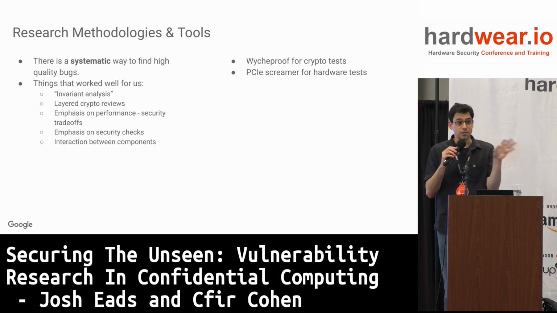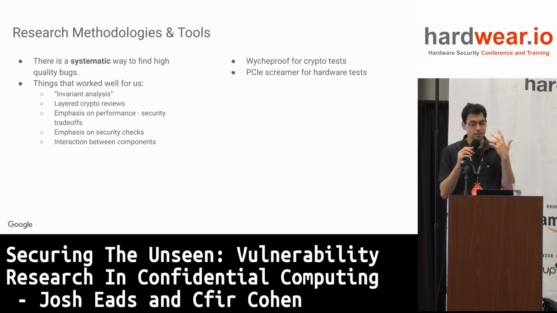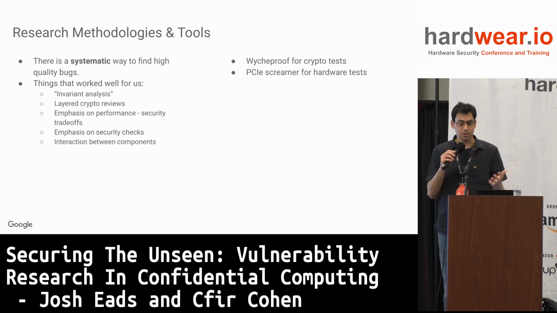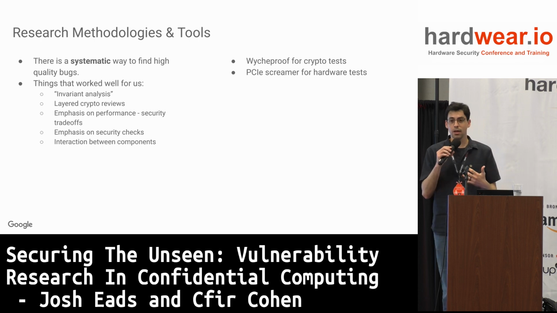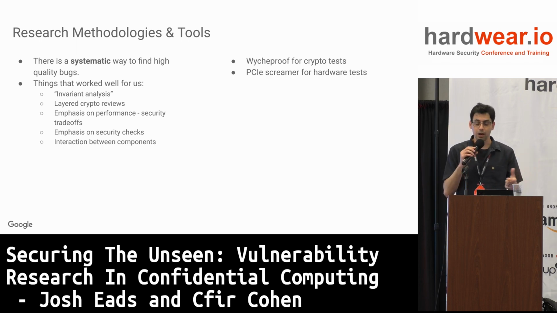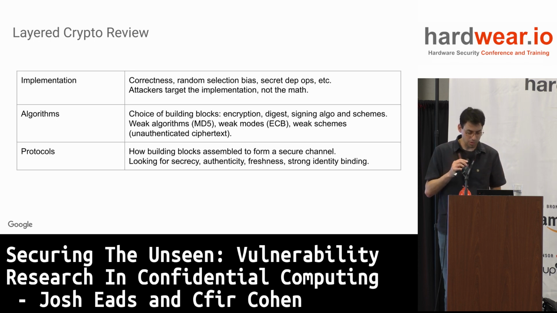Another thing that worked really well for us is to focus on places where the designers traded security for performance, right? This is common in compute environments where there's a lot of emphasis on performance. So anytime you see a performance-security trade-off, you know you're going to find security issues, right? This has really guided our analysis. I want to call out two tools that really aided our analysis. One of them is Wycheproof, which is a database of test vectors for cryptographic libraries. And another one is a PCIe Screamer, which is used to send arbitrary packets on the PCIe traffic. I'll show a screenshot in a minute.